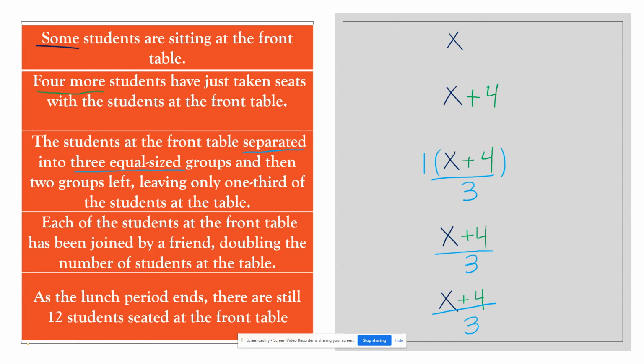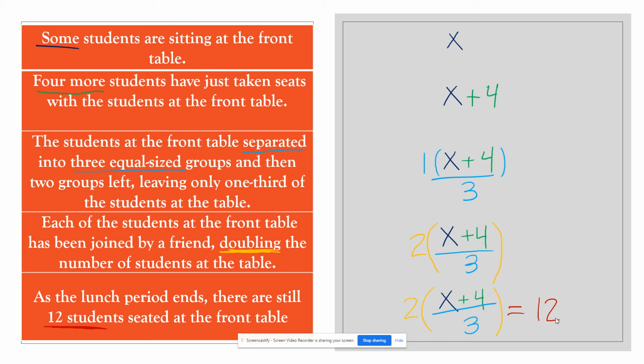other equations or expressions. From there, we are told that every student was joined by a friend, which doubles the number of students. So we have to take everybody who's there, all of that, and we're going to double it, which means we're going to multiply that whole expression by 2. And then at the very end, we are told that there are 12 students still seated. So we know all of this is going to be equal to 12 different students.